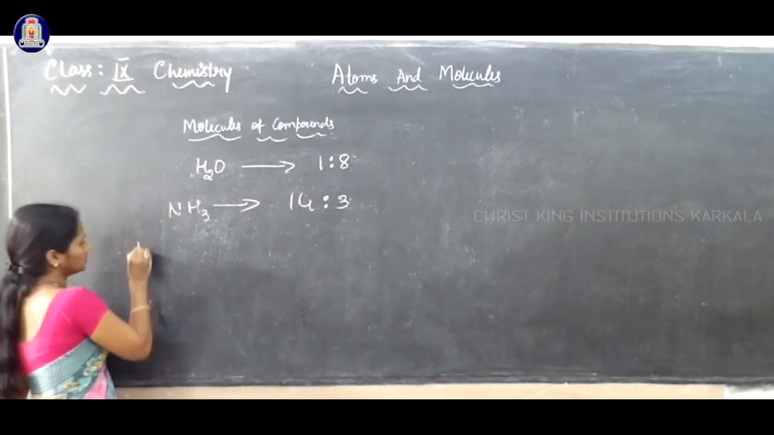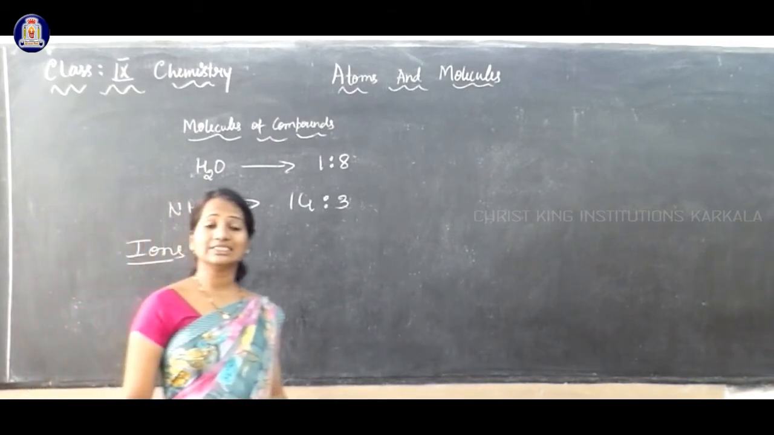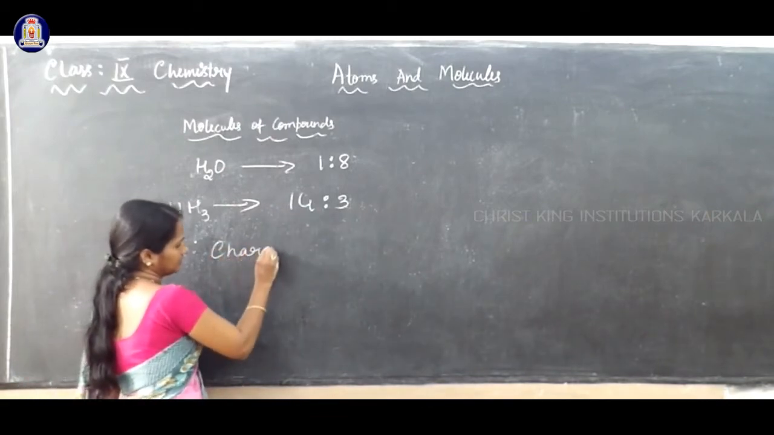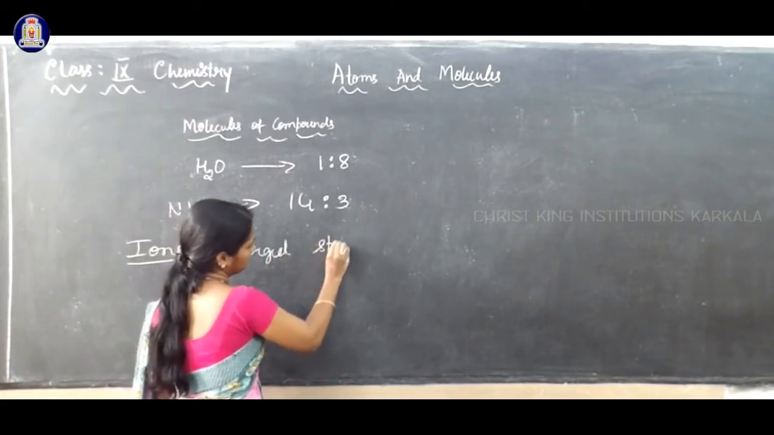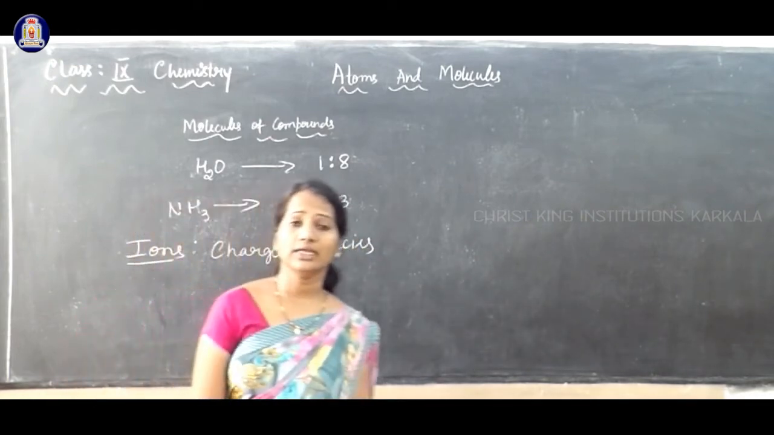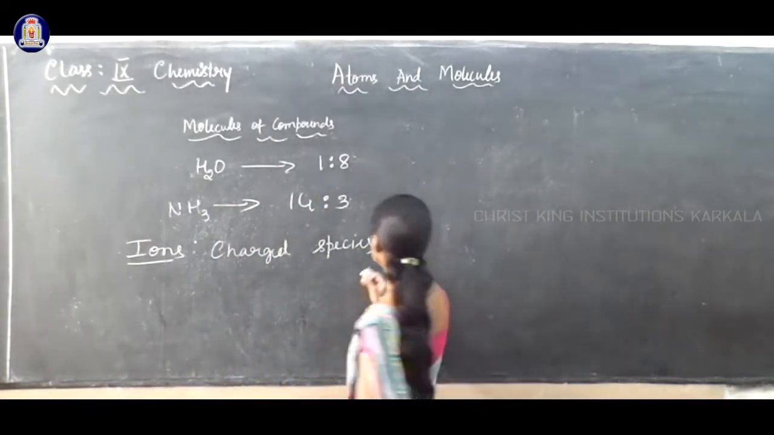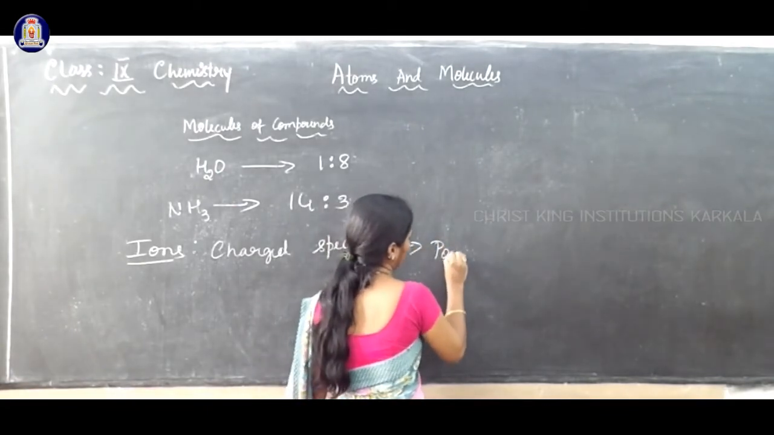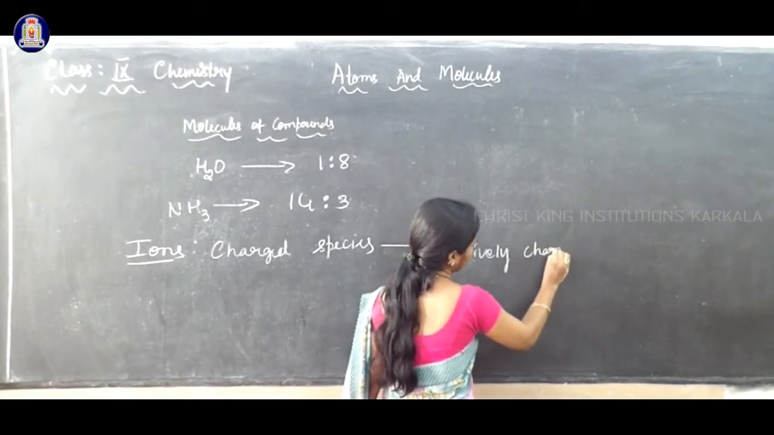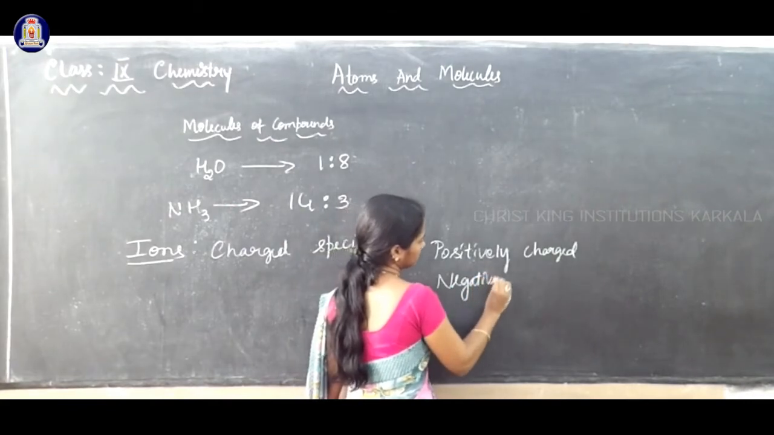Now come to ions. What are ions? Ions are nothing but charged species of an atom. A charged species of an atom is called an ion. There are mainly two types of ions. Which are the two types of ions? Positively charged ions and negatively charged ions.